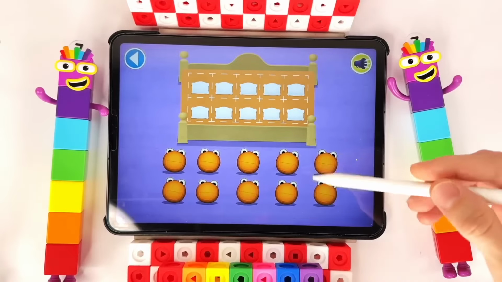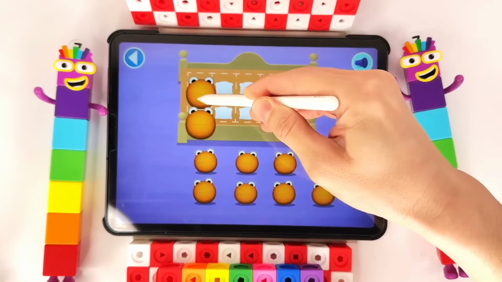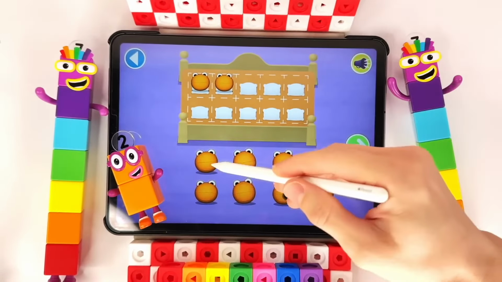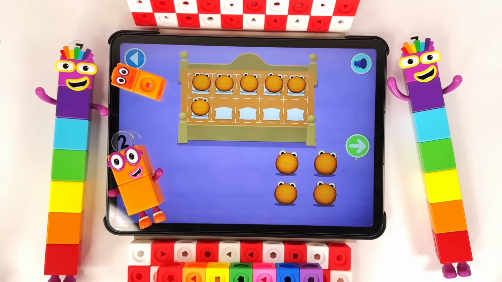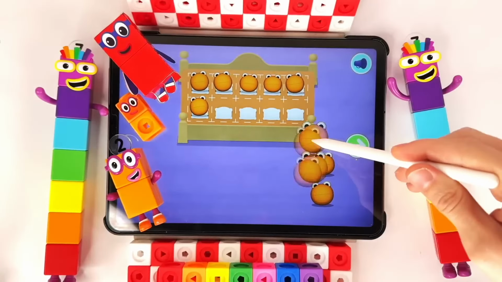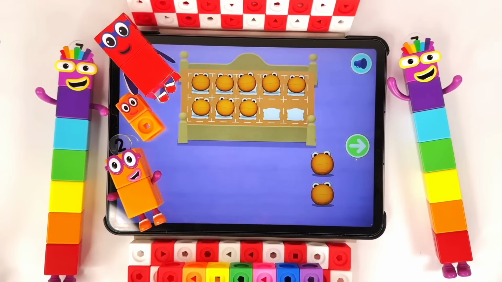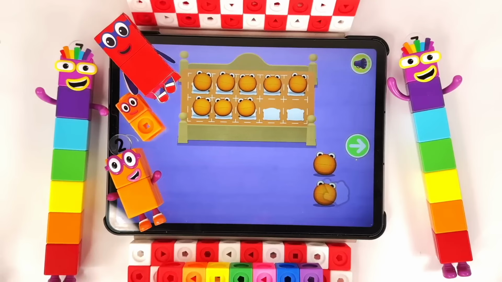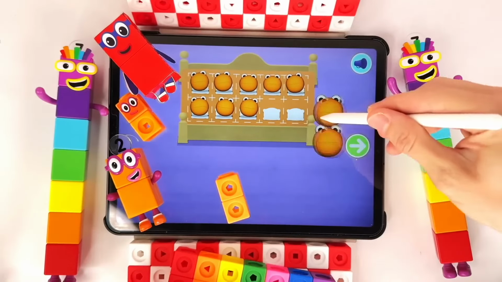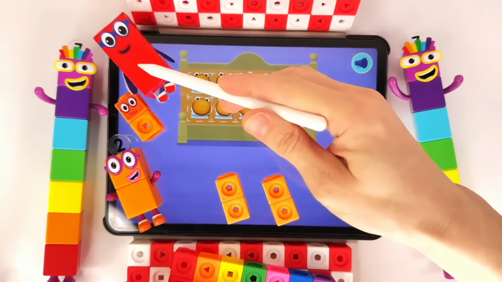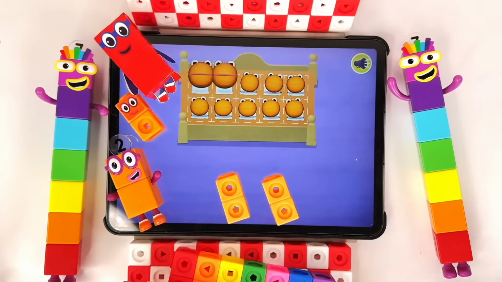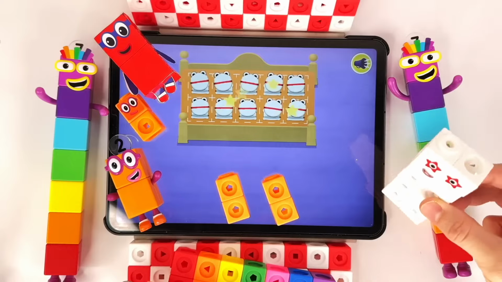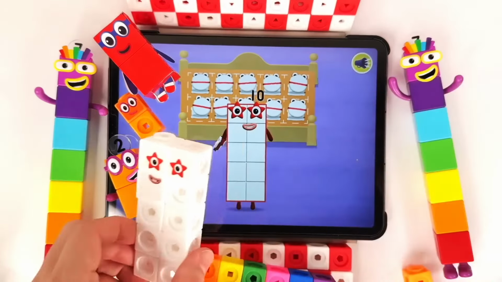Let's count in twos. Can you count ten number blobs into their beds in twos? Press the button when you reach ten. Plus two. Plus two. Count the number blobs into their beds in twos. And plus two. Two plus two equals. Tap the green arrow. Yay! Brilliant. Two, four, six, eight, ten. Well done. You've counted ten number blocks.